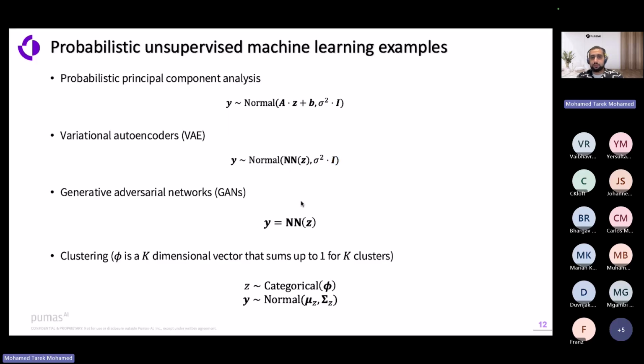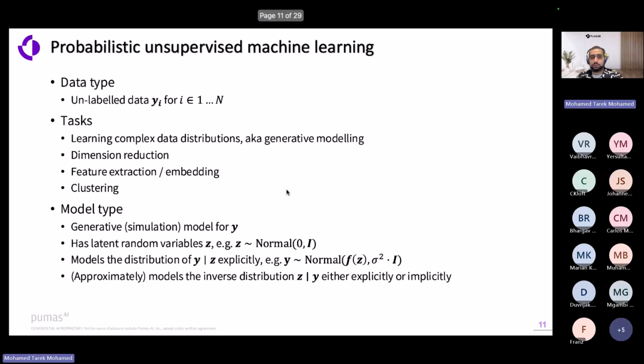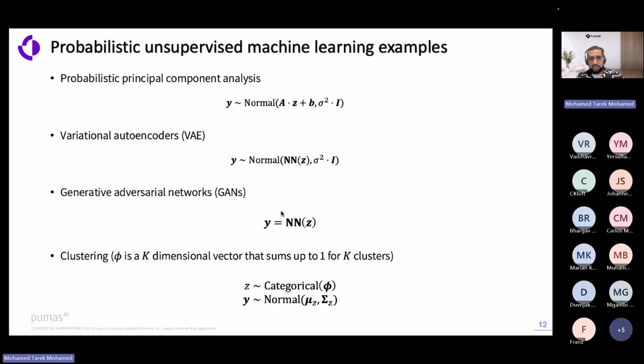But again, hopefully you see how all these different models are special cases or slight modifications of the basic structure that we discussed earlier. And as I said, if your latent variable is categorical, then this is clustering, essentially. So you can have a categorical prior distribution with some parameters phi, one parameter for each category.